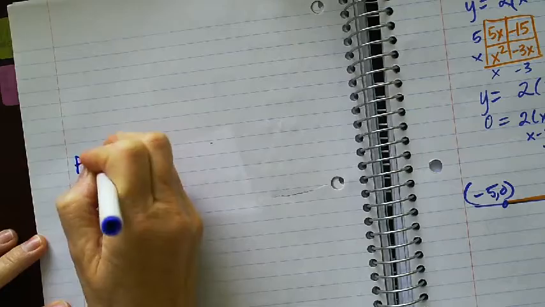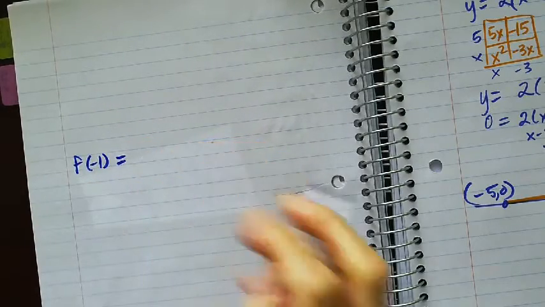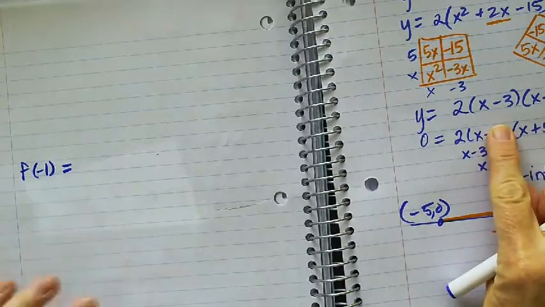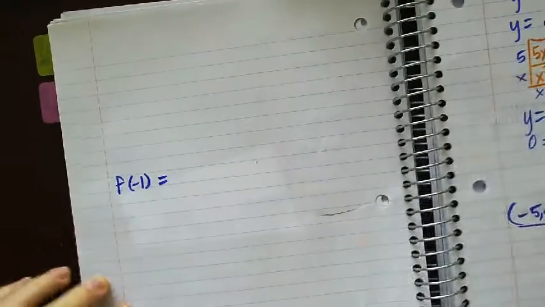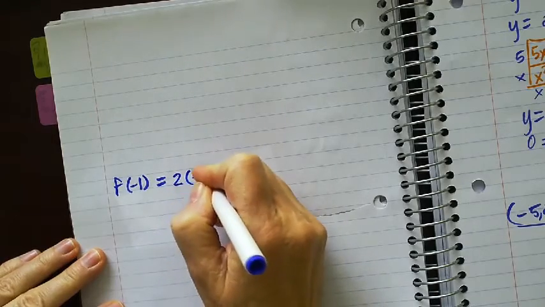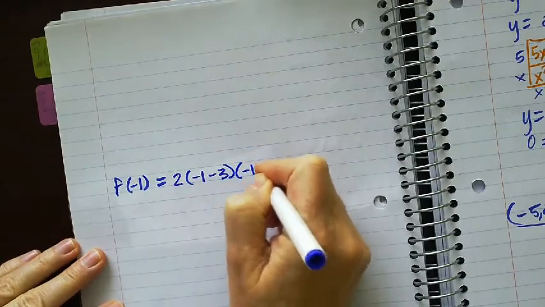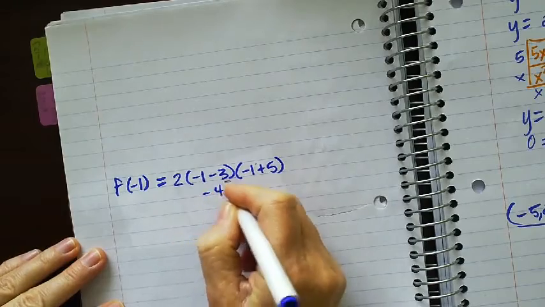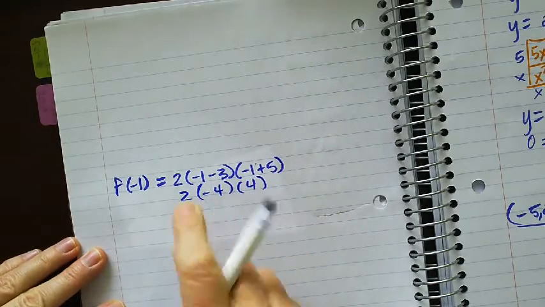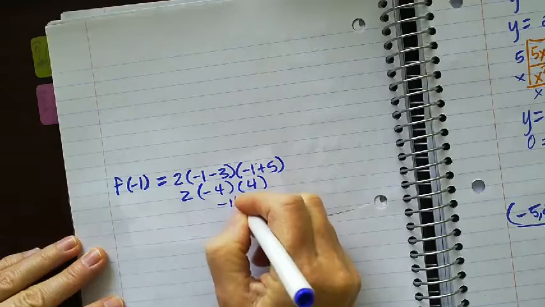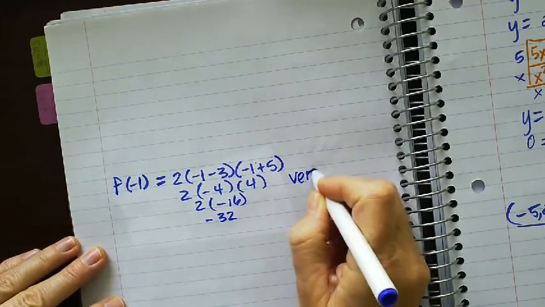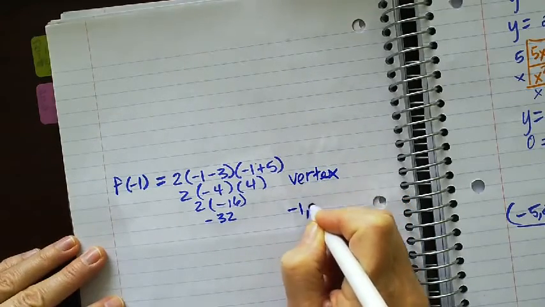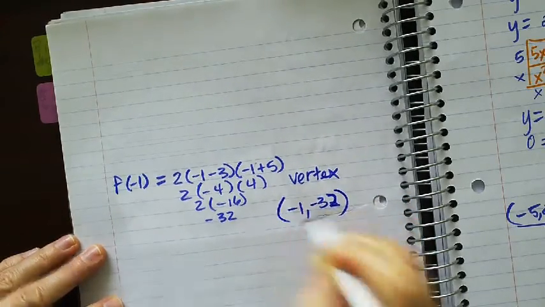So I did f of negative 1, and I just plugged it into this form right here, 2 times x minus 3 times x plus 5. You could plug it into this form. Doesn't matter what form you plug it into. So if I plug it into the factored form, that gives me negative 4 and positive 4. So negative 4 times positive 4, that's negative 16, times 2 is negative 32. So then my vertex must be at negative 1, negative 32. Okay.